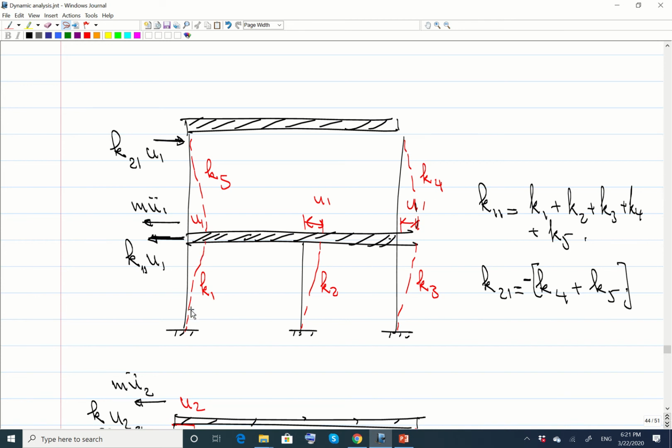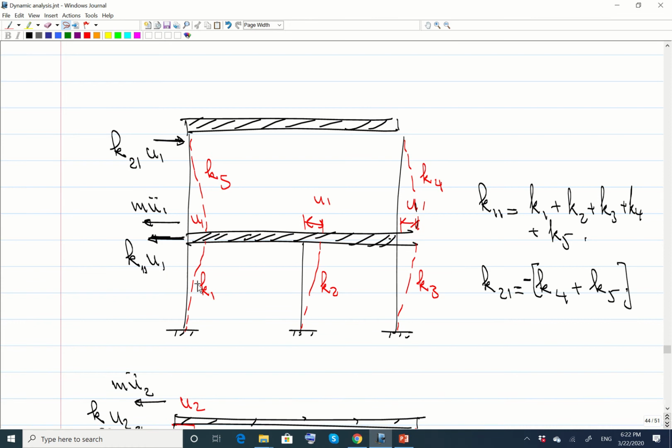So now those columns, column 1, 2 and 3, 4 and 5, want to move the first story back to its initial position. There will be a force that depends on this displacement U1. Let's assume there is no U2, just U1, okay? So there will be a K1. Now we're going to call this K11 U1. Why K11? Because this is the force at the first level due to a displacement at the first level. That's why we're calling it K11.